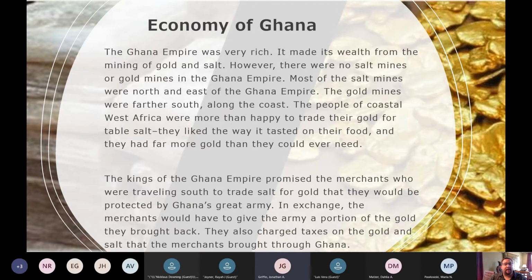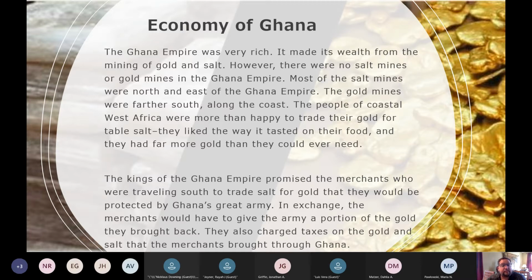Okay, so the economy of Ghana. Ghana's empire was very rich, and it made its wealth from the mining of gold and salt. However, there were no salt mines or gold mines in the Ghana Empire. Most of the salt mines were to the north and east of Ghana, and the gold mines were further south along the coast. The people of coastal West Africa were more than happy to trade their gold for table salt. They liked the way it tasted on their food, and they had far more gold than they could ever use.